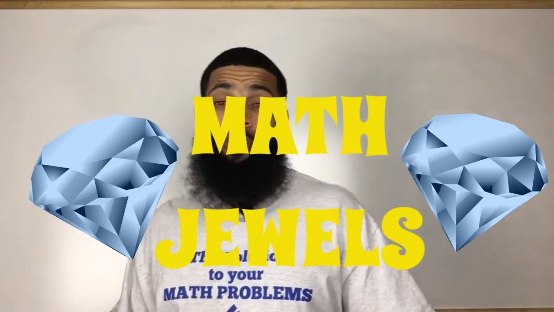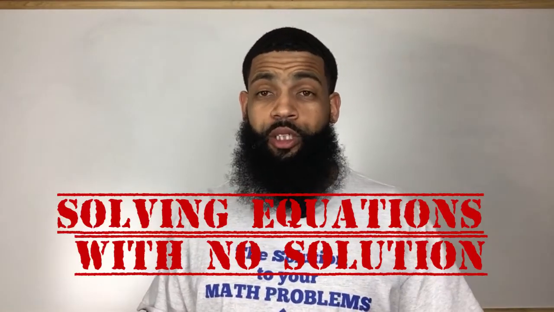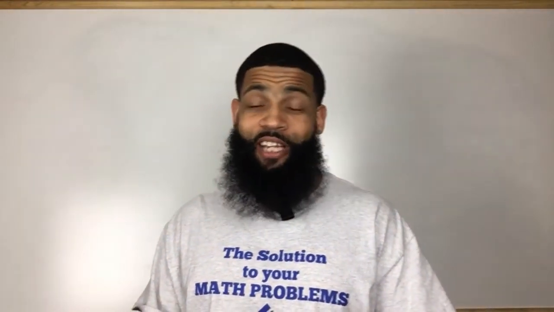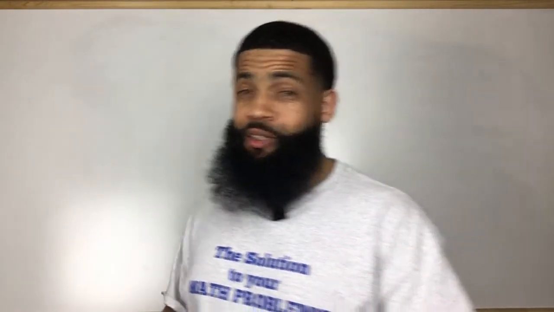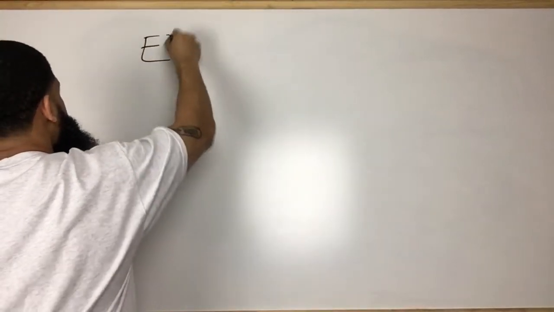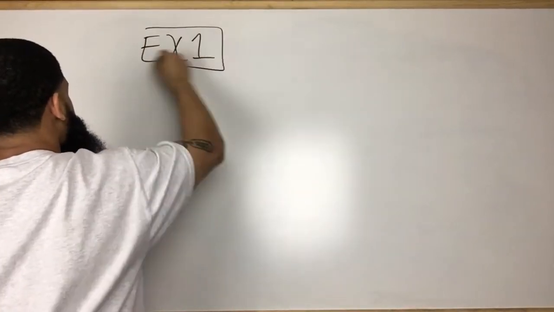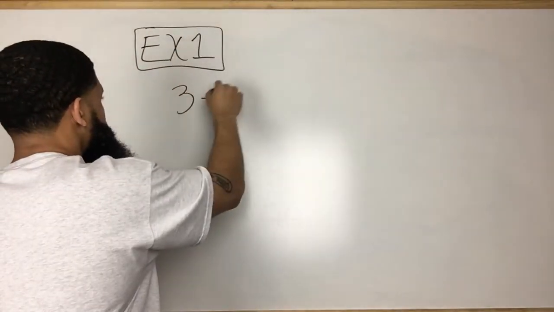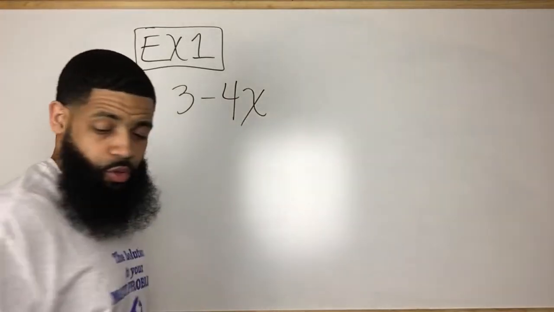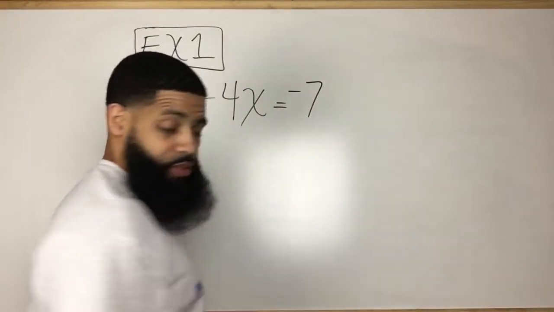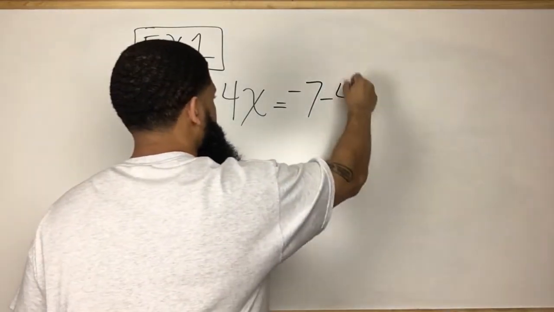Today I'm going to be talking about solving equations with no solutions. Yes, there are equations that actually have no solutions. Here's an example of one. Now we have 3 minus 4x is equal to negative 7 minus 4x.